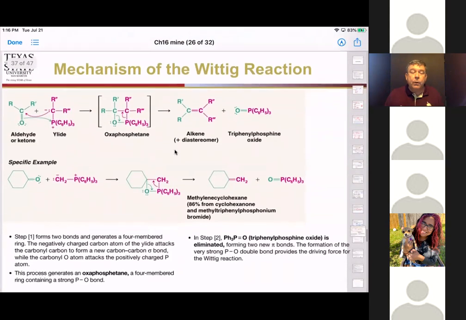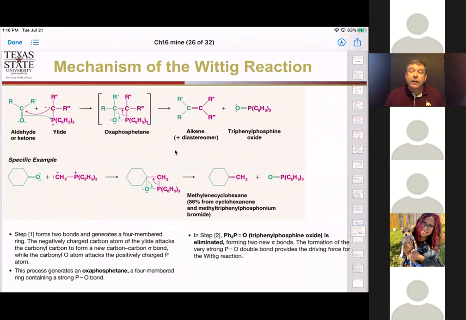So now we formed this negative charge, and now our negative charge on carbon is going to act as our nucleophile and attack the carbon of the carbonyl. Okay. Now, in this case, it'll go through that tetrahedral intermediate here, and we're going to form this compound here where the electrons end up on this oxygen, but we have a positive charge on the phosphorus right next to it.